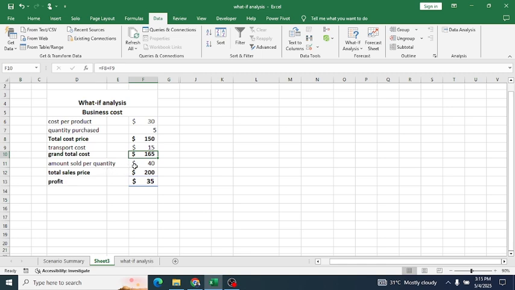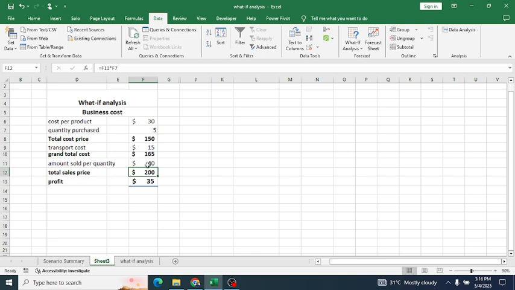Now moving beyond the grand total cost, the guy decided to sell per unit of a product. The cost per product is $30. I purchased it for $30, but he's selling it at $40 right now because he has to take certain things into cognizance, the transportation, expenses like that. So he's selling it at $40. Now how many quantity is he going to sell? 5 quantity. So the total sales price is 40 times 5. You understand? So it gets 200.